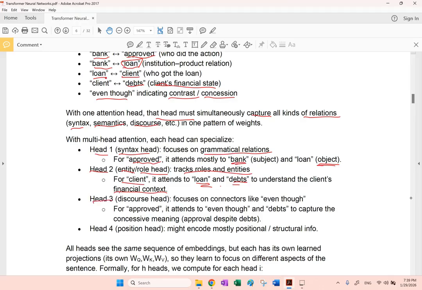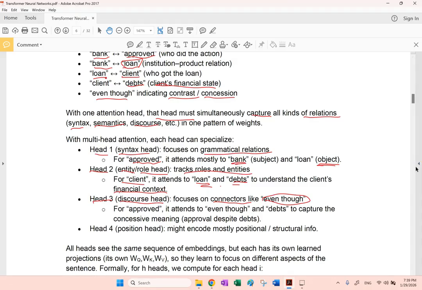The other one could be the discourse head. Like what? Like connectors. It looks at the connectors. The one you have here is "even though", so it knows there is a contradiction going on. If there is a "but", "and", all of those words that we know, it knows that they mean the same thing, or they mean different things, or one is the conclusion of the other. So it can look at the discourse: how you go from one sentence to the other, how these two sentences are related.